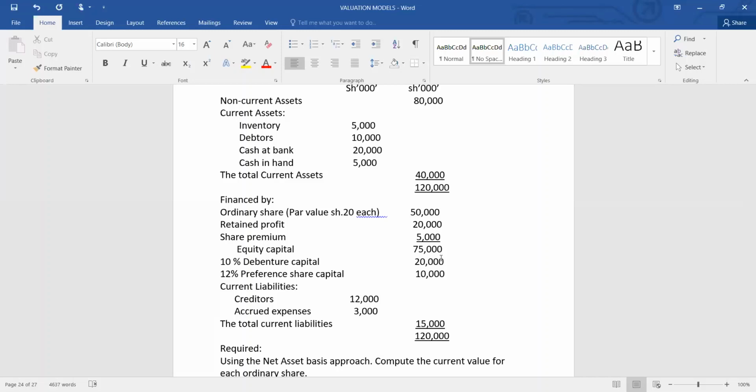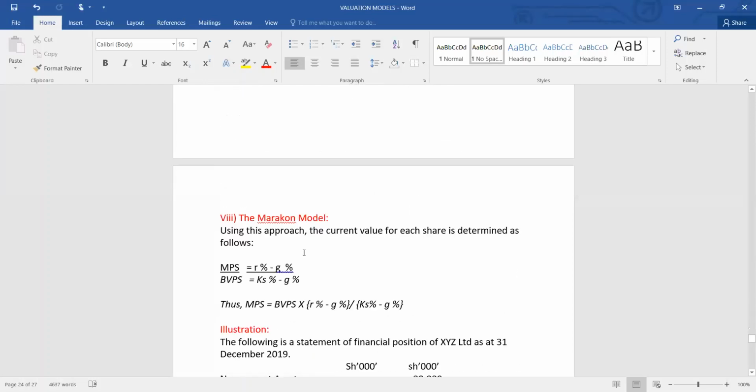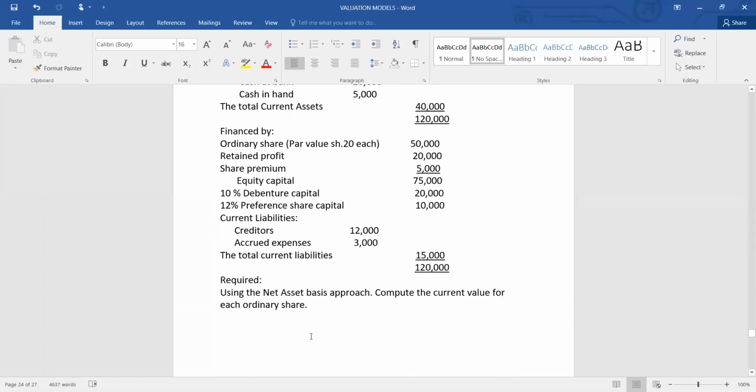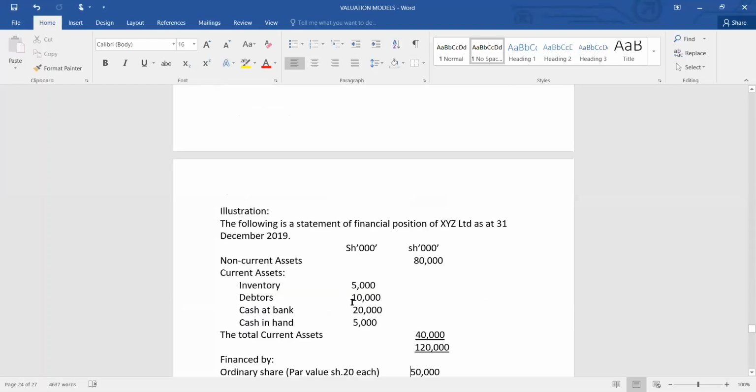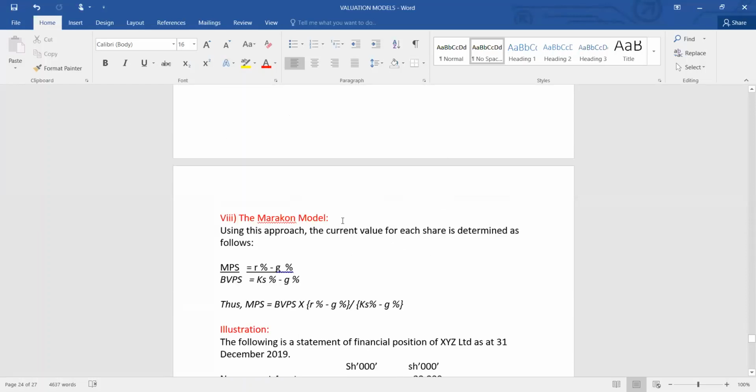Anybody else got it? Yeah, I think that's correct. The book value per share is 30 shillings, eh? Should be 30, eh? Are we in agreement? Yes.